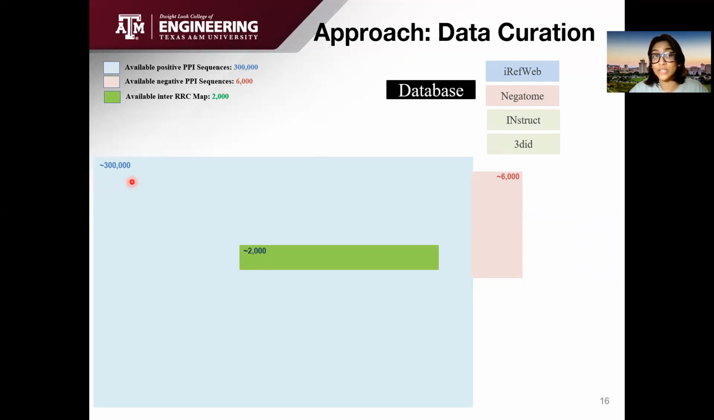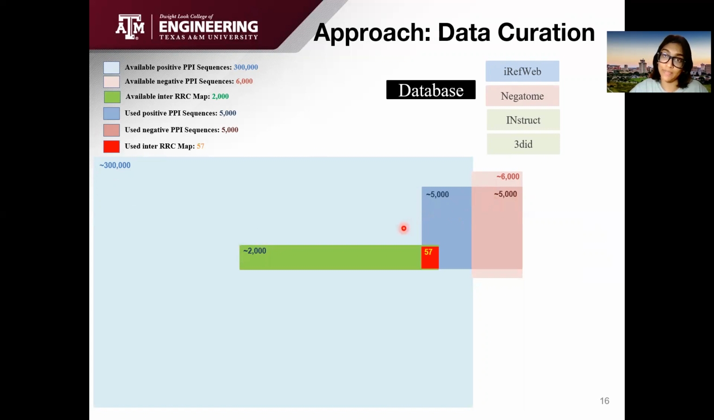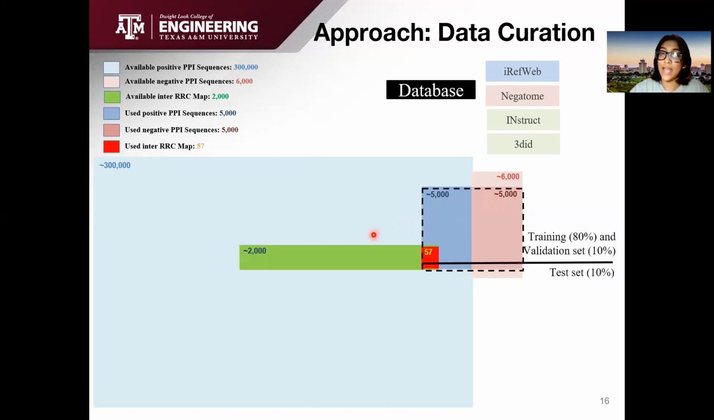Out of these 300,000 positive interactions, we only have 2,000 with structural data available. Removing all the redundancy and biases, I have chosen 5,000 positive interactions and 5,000 negative interactions, and I had 57 structural data available. Lastly, I have divided this dataset as 80% training, 10% validation, and the remaining 10% as the test set.